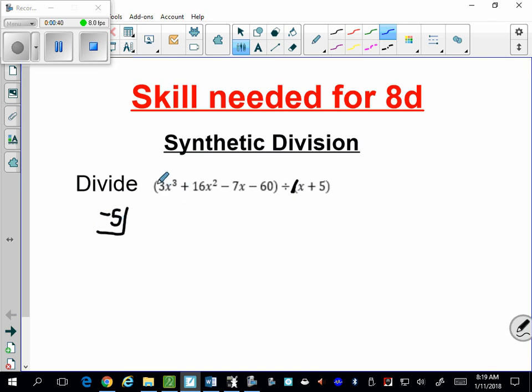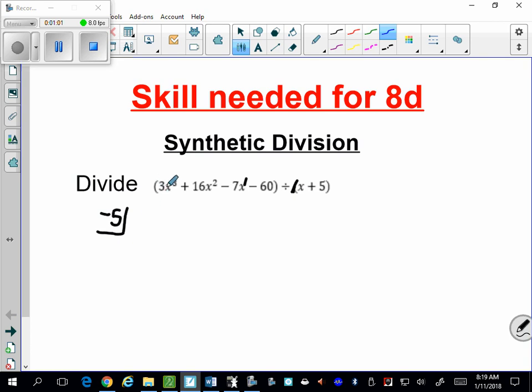And then the next thing you're going to do is look at the coefficients. Well, let's look at the exponents first. The exponents have to go down each term by 1. So 3, 2, 1, and 60 here is x to the 0 power. So they're all going down by 1. That's very important, and I'll tell you why in just a little bit.